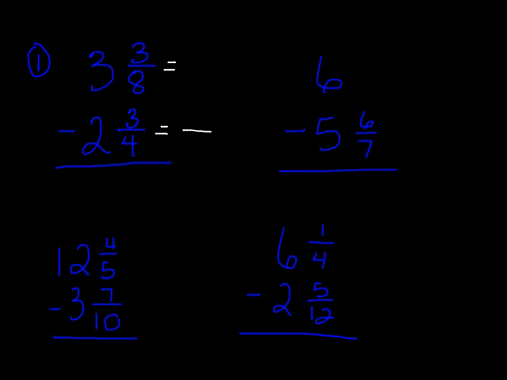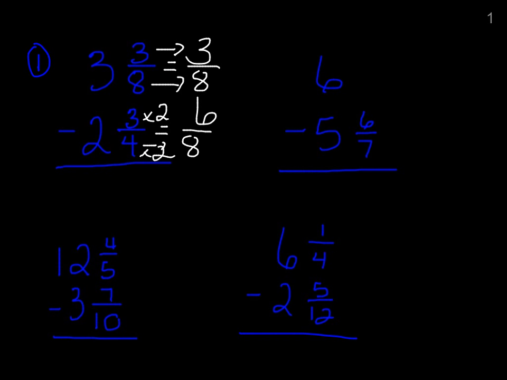So we'll make some equivalent fractions right here. And 4 and 8 both go into 8. That would be the common denominator. And since this one didn't change, this one doesn't change. So put a 3 up there. We change the 4 to 8 by multiplying by 2. So we're going to multiply by 2 on top and get 6.